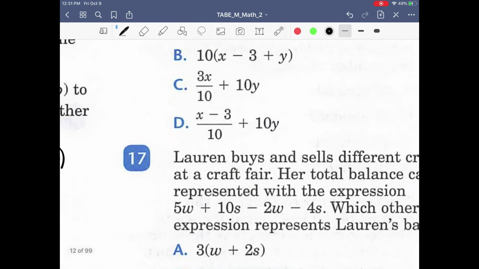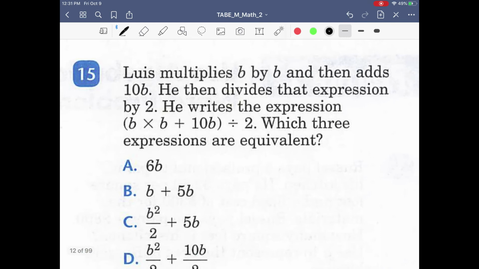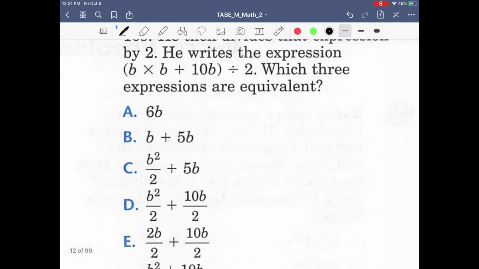Number 15. Lewis multiplies b by b and then adds 10b. He then divides that expression by 2. He writes the expression b times b plus 10b divided by 2. Which three expressions are equivalent? So he has b times b plus 10b, all divided by 2.